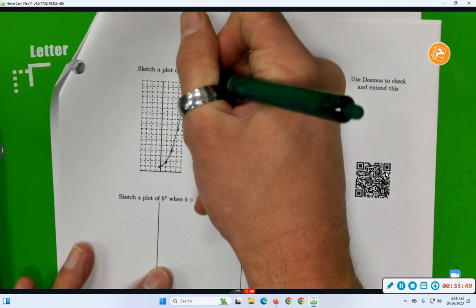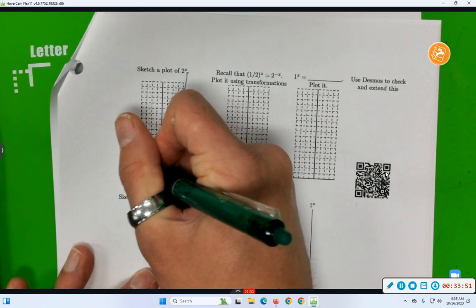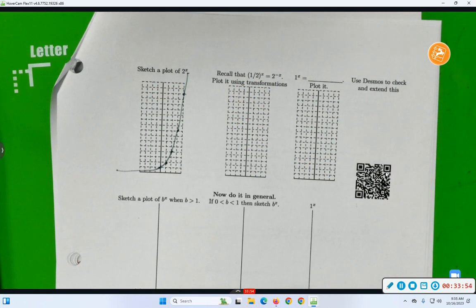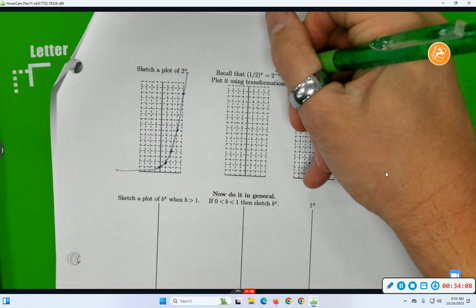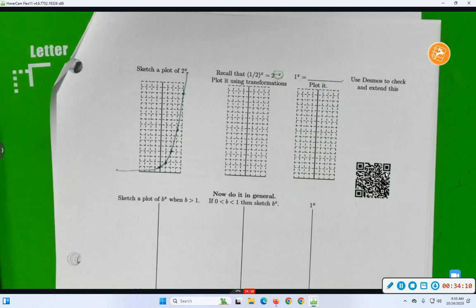It gets really big as x grows. It gets really, really small when x gets negative. 2 to the negative x is the same as 1/2 to the x. Let's use that to graph something like 1/2 to the x. So it looks like this is going to be the same as 2 to the x, but with a minus sign in front of the x. What does that do to a graph?